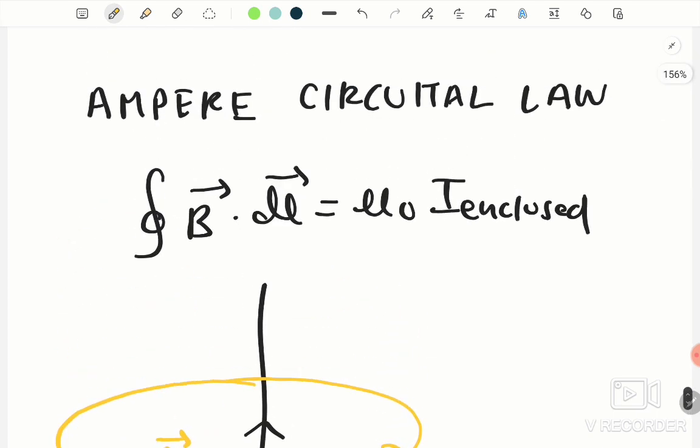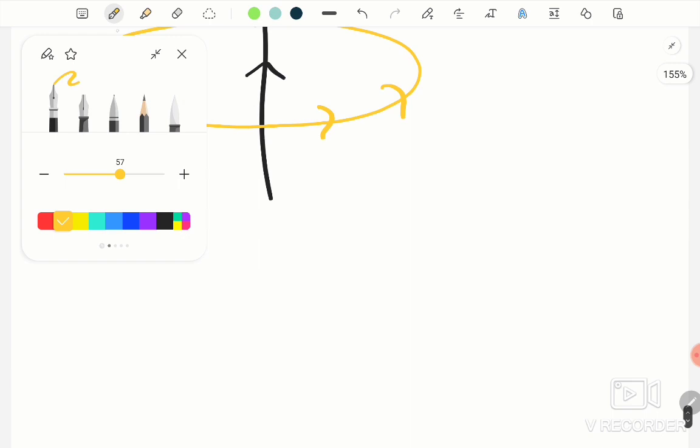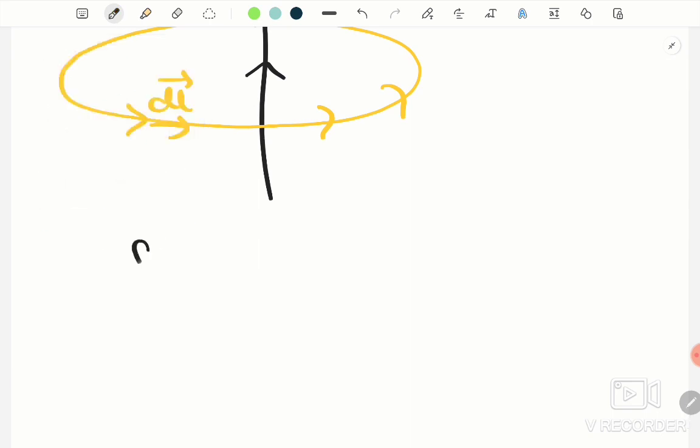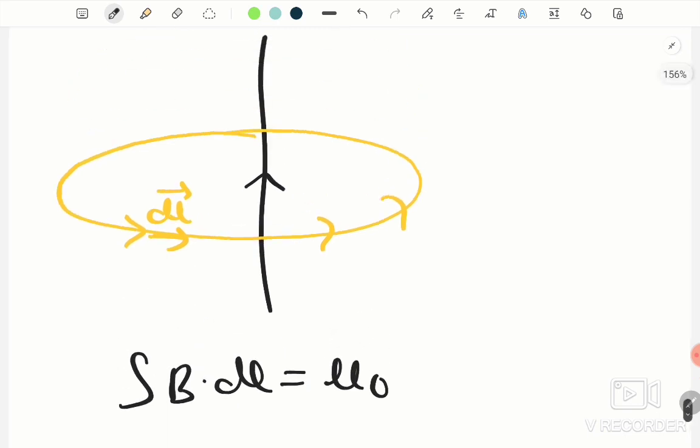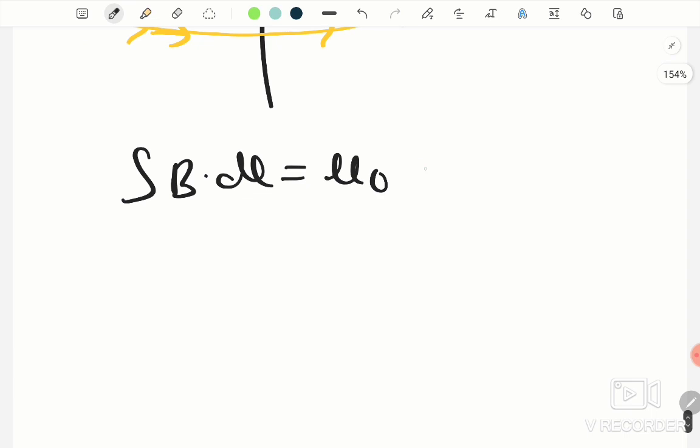Therefore guys, closed loop integration of B dot dl will simply become integration of B dot dl, and this value will be equal to mu naught into I enclosed. Guys, I enclosed is the total current flowing inside this loop, and this value is equal to I. So RHS of this equation will become mu naught I.